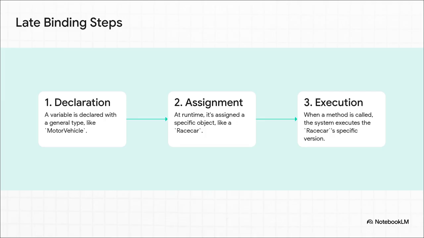Let's just walk through it. First, you declare a variable with a general type, something that can hold any kind of motor vehicle. Then, later, while your program is running, you assign a very specific race car object to that variable. Finally, when you call accelerate on that variable, the system doesn't care about the general motor vehicle type. It looks at the actual object sitting there, the race car, and runs that specific version of the method.